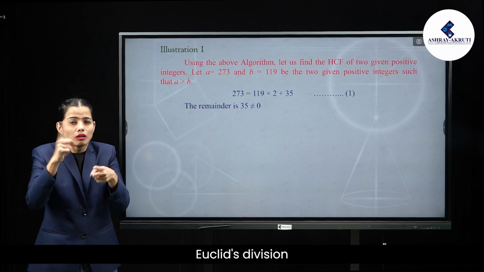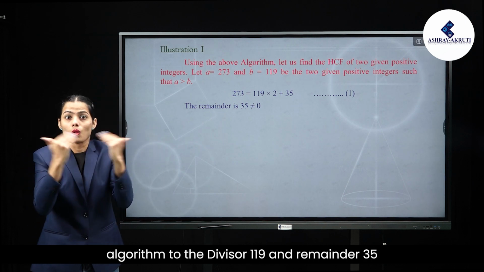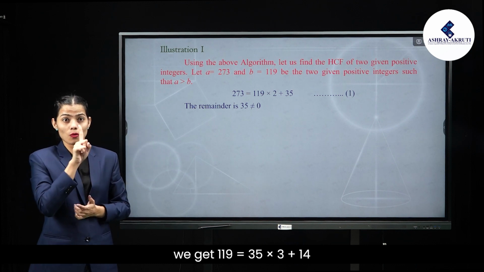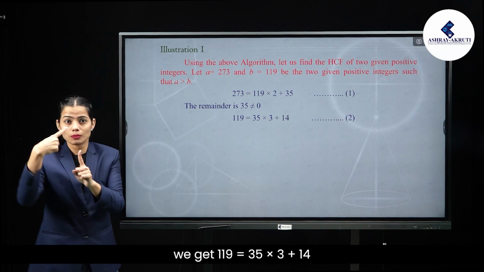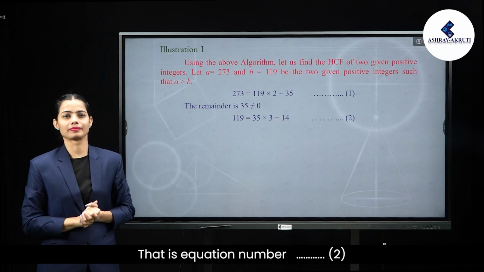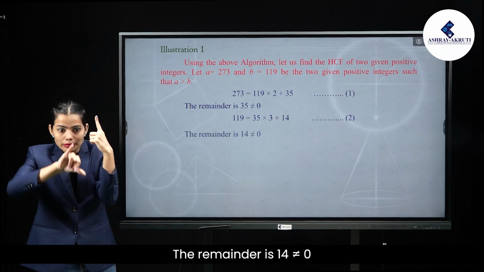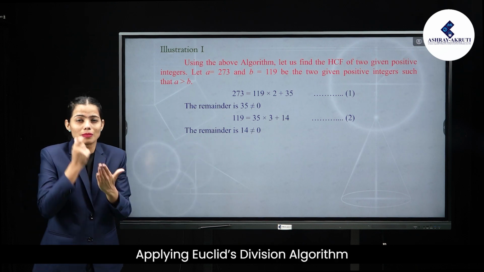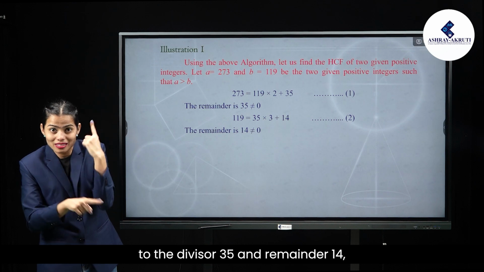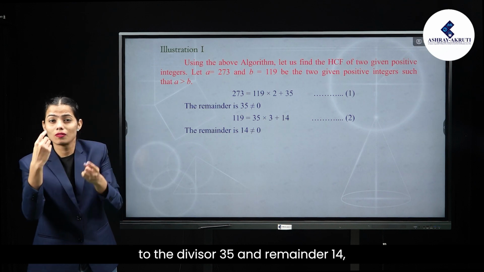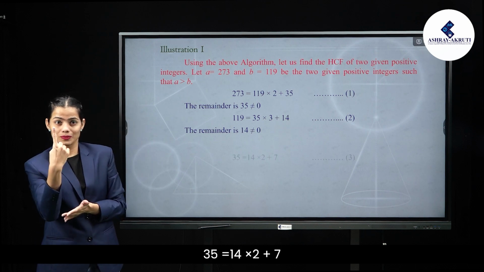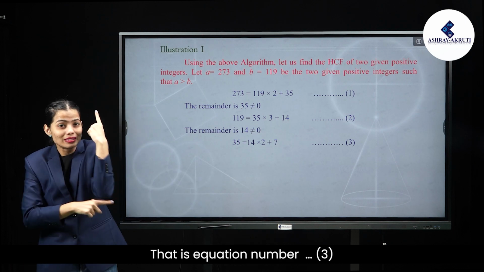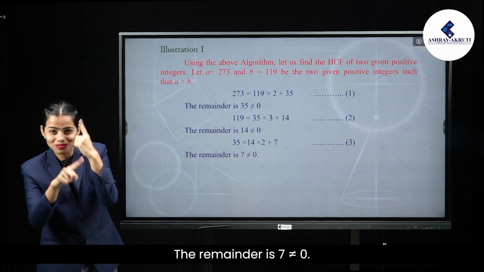Therefore, applying Euclid's division algorithm to the divisor 119 and remainder 35, we get 119 = 35 × 3 + 14, that is equation number 2. The remainder 14 is not equal to 0. Applying Euclid's division algorithm to the divisor 35 and remainder 14, we get 35 = 14 × 2 + 7, that is equation number 3. The remainder 7 is not equal to 0.